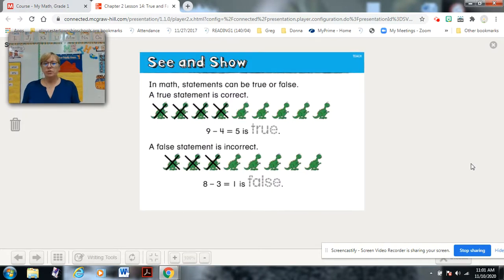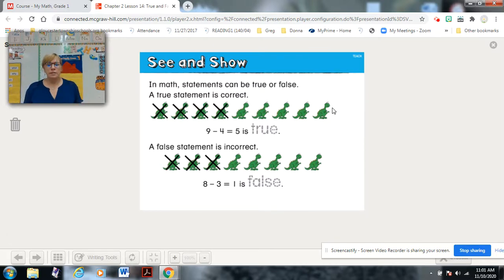All right, so turn the page and look at your see and show. So I'll read it to you, and then if you could just listen for me, okay, and work along with me on this. In math, statements can be true or false. A true statement is correct. It's right. So let's see this one. This math statement said 9 minus 4 equals 5 is true. Well, let's look. 1, 2, 3, 4, 5, 6, 7, 8, 9. Okay. Minus 4. 1, 2, 3, 4. And they say that there's 5 left. 1, 2, 3, 4, 5. Okay, so they're showing us the example that's true.